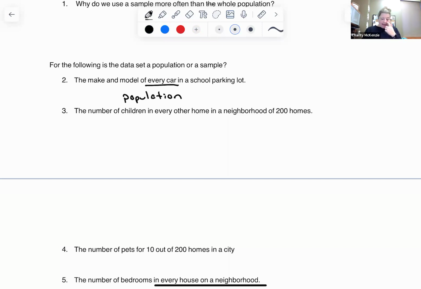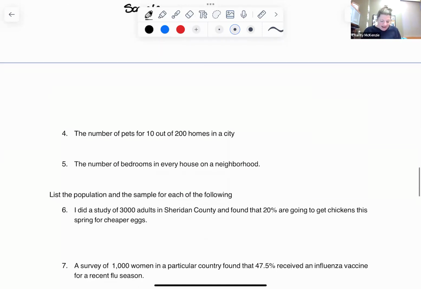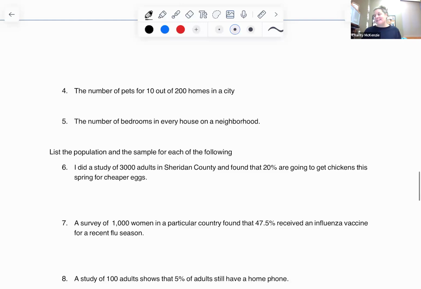Question three: the number of children in every other home in a neighborhood of 200 homes. Is that a population, so you have everyone, or is that a sample? That's a sample, right? Because we just said every other home, so it was a group from it. Question 4: the number of pets for 10 out of 200 homes in a city. So we surveyed 10 out of 200 homes. Is that a sample or a full population? You should say that's a sample. I got 10 out of however many.